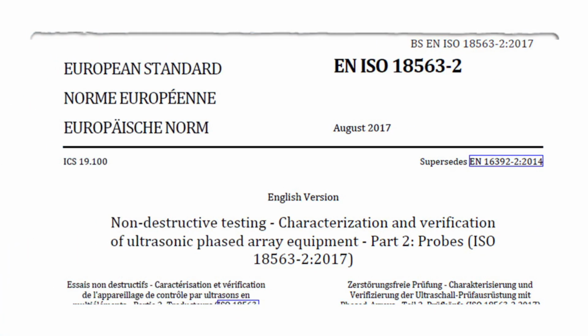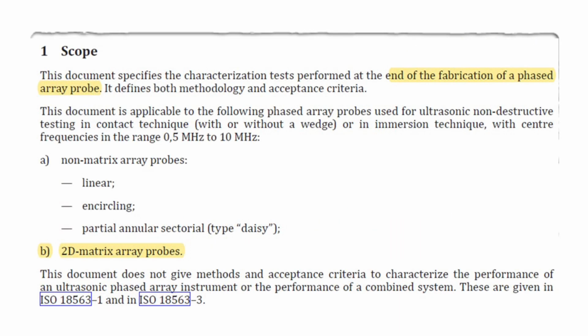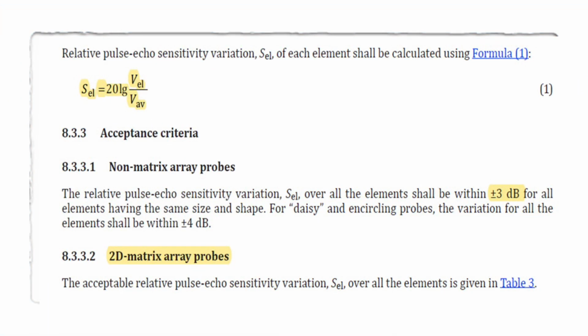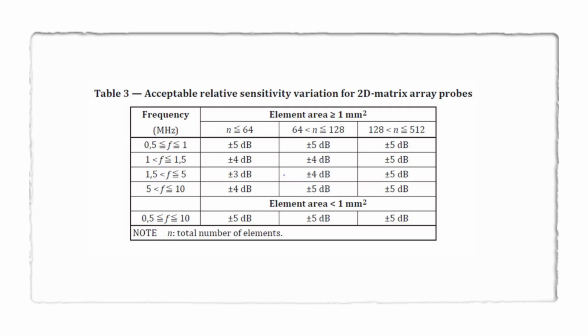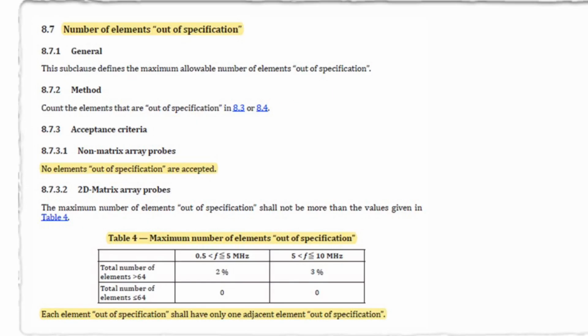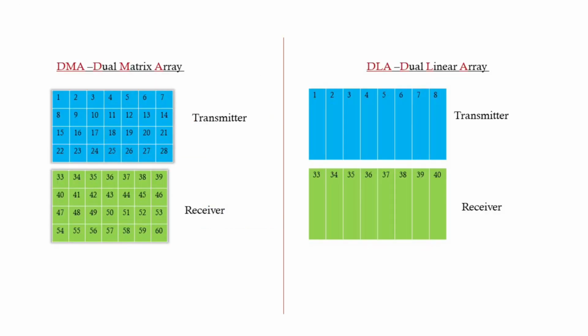The procedure is followed as per ISO 1856. This standard is used to check the performance after a probe is fabricated, mainly used by the manufacturer. This standard is also applicable for 1D linear array probes as well as dual matrix probes. The acceptance criteria for linear probes and 2D probes are given in this standard, which we will discuss in the reporting session in detail.